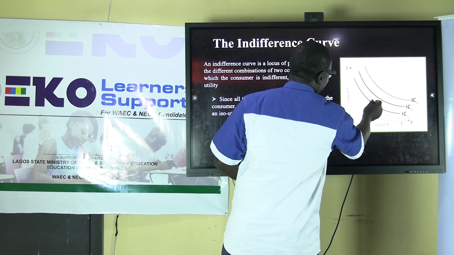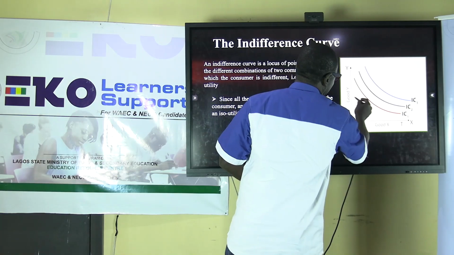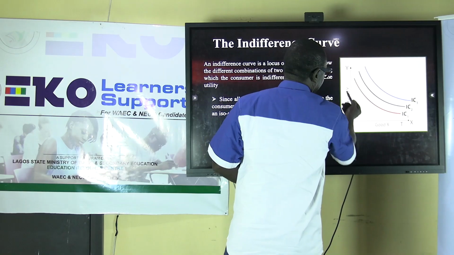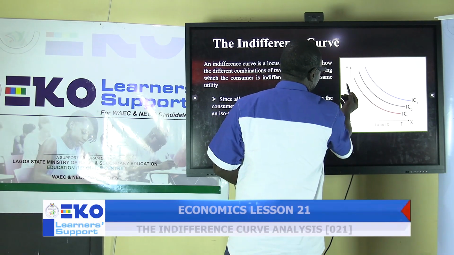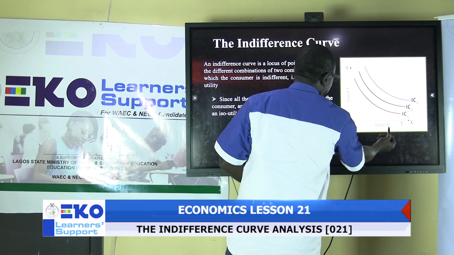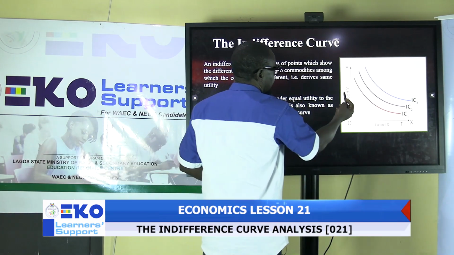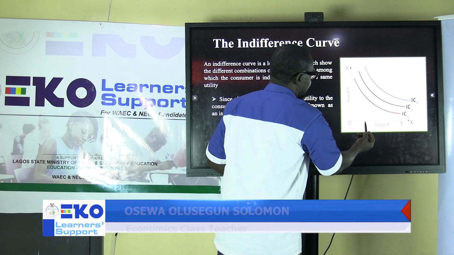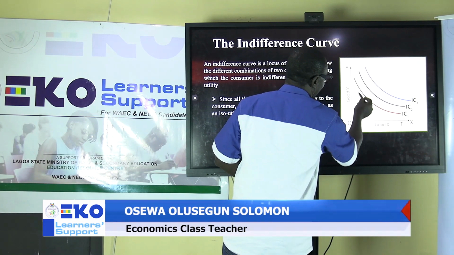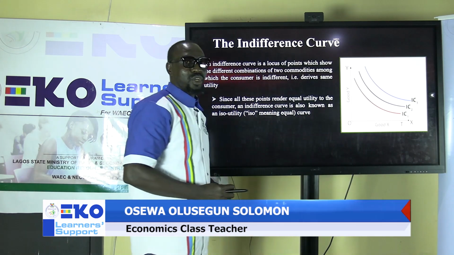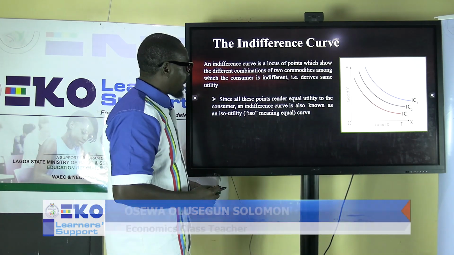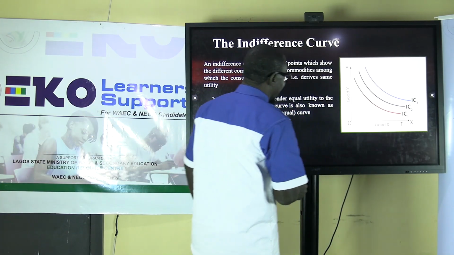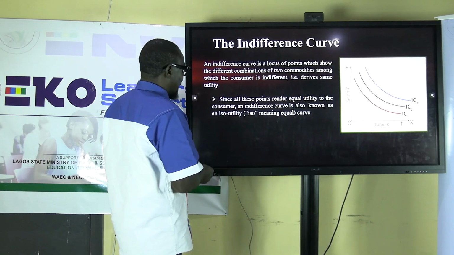No matter the point you talk about, the combination of goods at that point of X and Y, say rice and beans, or bread and coffee, or yam and potatoes, depending on the combination of goods you are looking at. At different points on the indifference curve, the consumer enjoys equal utility, and therefore it is said to provide iso utility, also known as the iso utility curve.